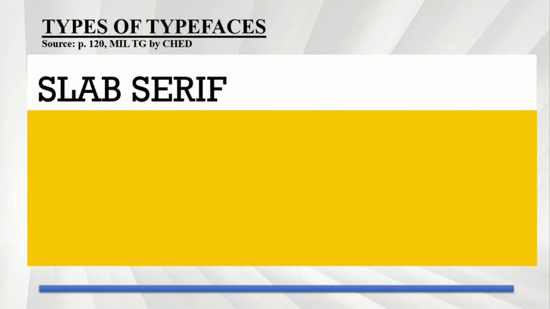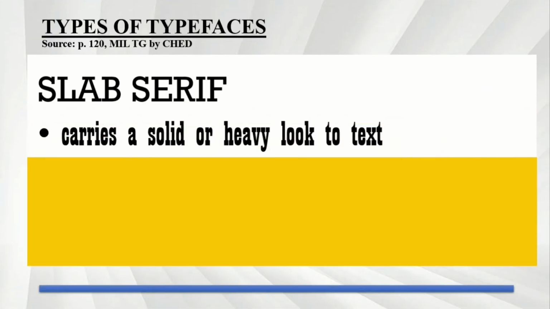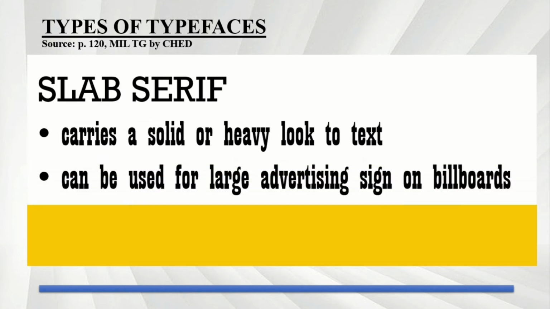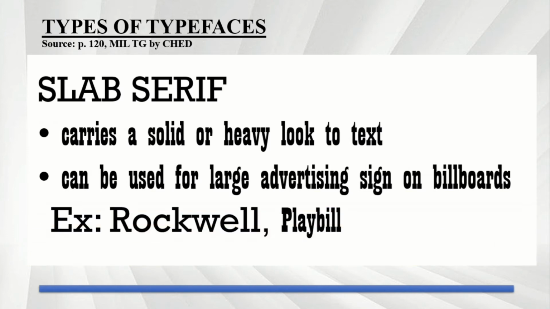Another type of typeface is called slab serif. Slab serif carries a solid or heavy look to text. It can be used for large advertising signs on billboards. Examples of these are Rockwell and Playbill. Slab serif gives extra emphasis to the text that you are using. That's why it is more applicable on large advertising signs on billboards.